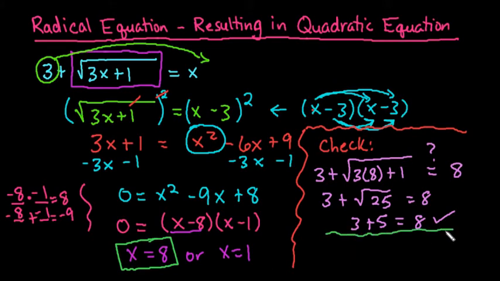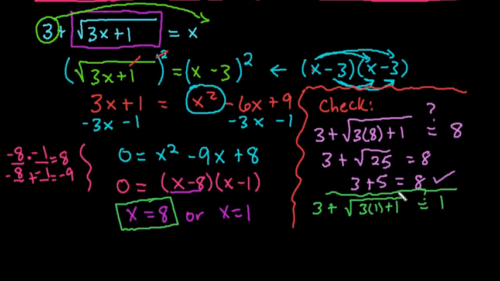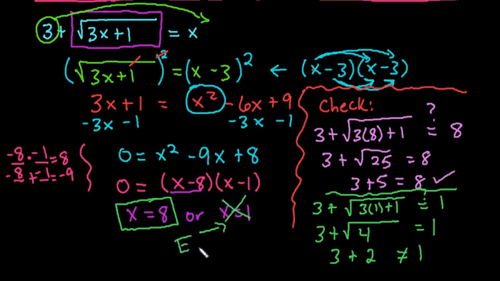We have to check the other solution to see if it works or whether it does not. So with this one, we have 3 plus the square root of 3 times 1 plus 1. And we're seeing, does that equal 1? What happens here is we have 3 plus the square root of 4, since 3 plus 1 gives me 4. And we can see that 3 plus 2 does not equal 1. 3 plus 2 is 5. So this is not a true statement. So this is what is known as an extraneous solution.